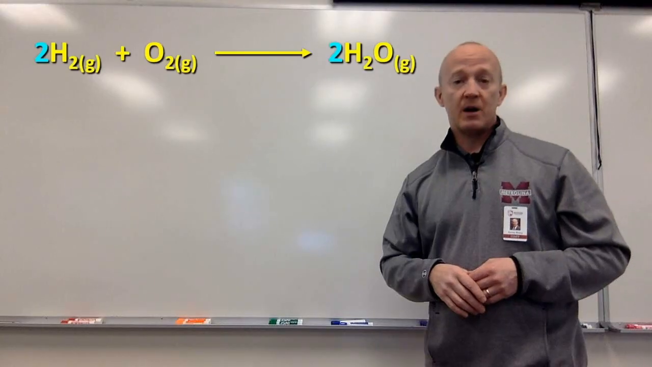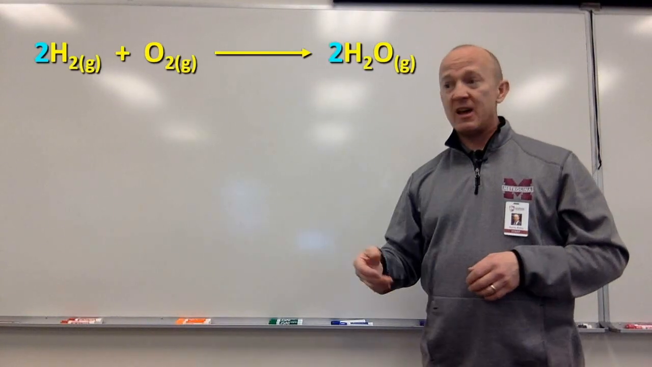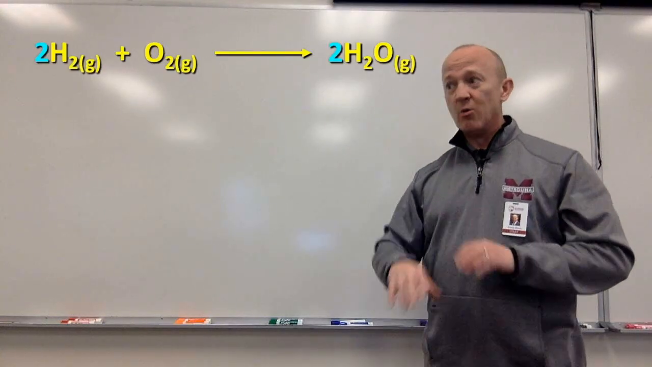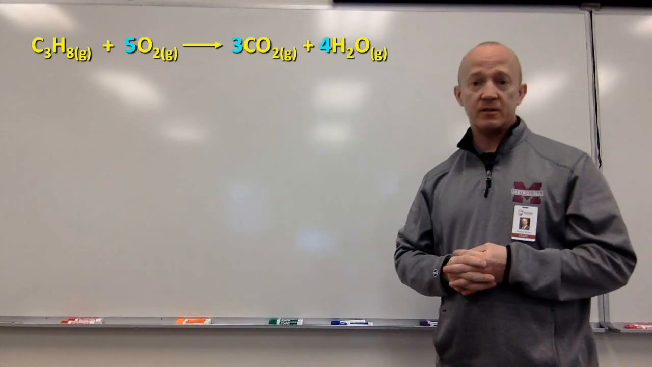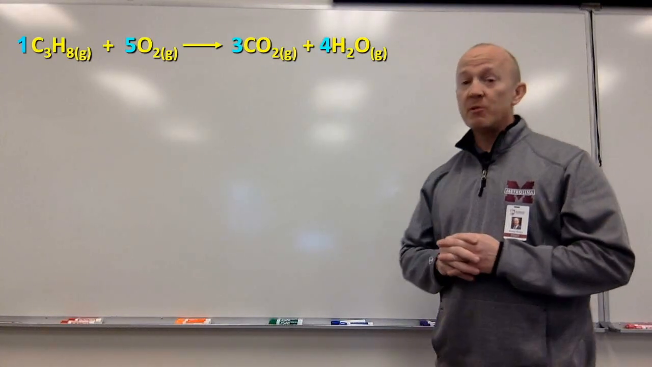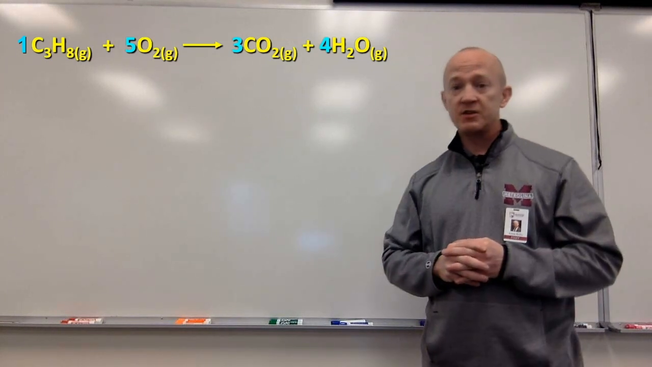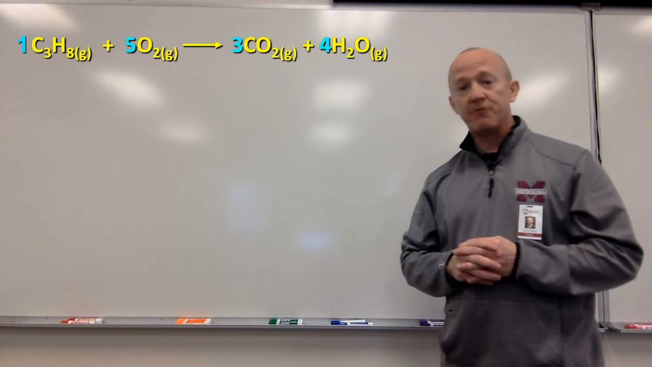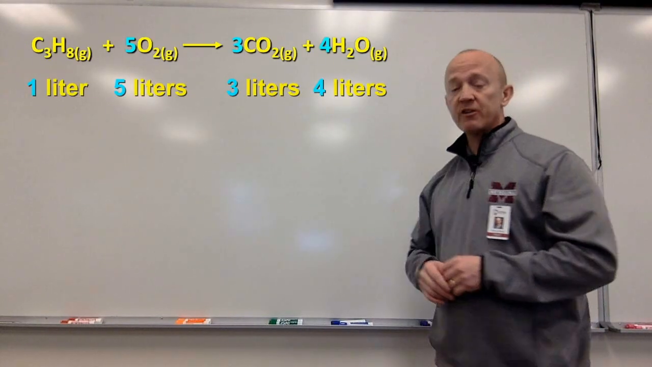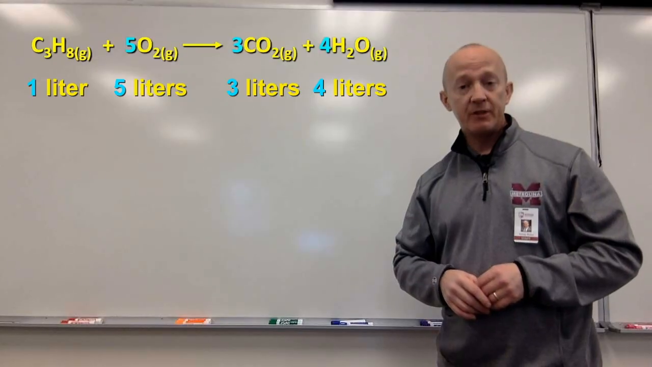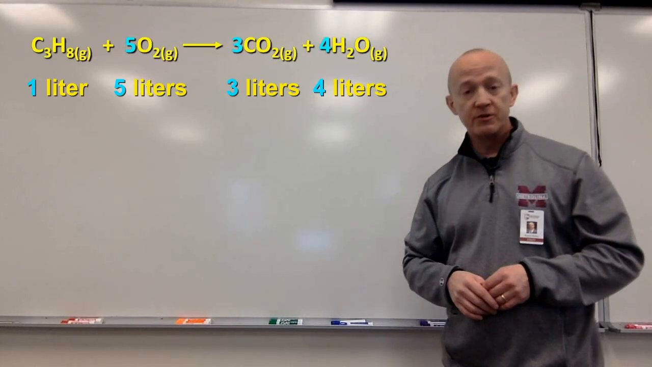Just like any stoichiometry problem, we have to start with a balanced equation. But as long as we have the mole ratios and the volume of one of the reactants or products, we can find all the rest pretty easily. How about this reaction between propane and oxygen? We have 1 volume of propane and 5 volumes of oxygen, which yields 3 volumes of carbon dioxide and 4 volumes of water. So let's say we're talking in liters. 1 liter of propane combined with 5 liters of oxygen gas will yield 3 liters of carbon dioxide and 4 liters of water vapor.